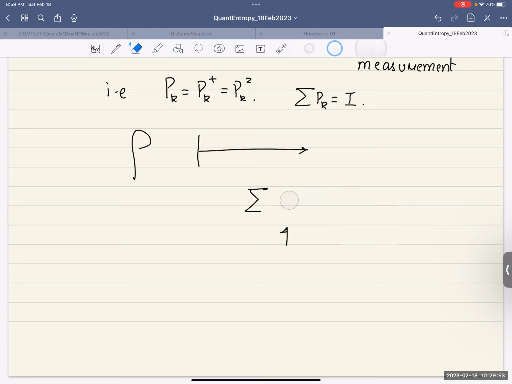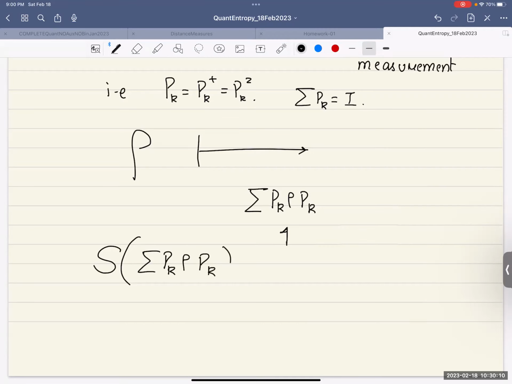In the case of the projective measurement, you're going to get PK rho PK. PK dagger is PK, so this is what you get. This is the post measurement state. How does the entropy of the post measurement state compare with the pre measurement state? What's your guess?